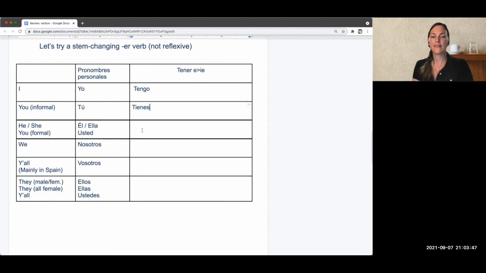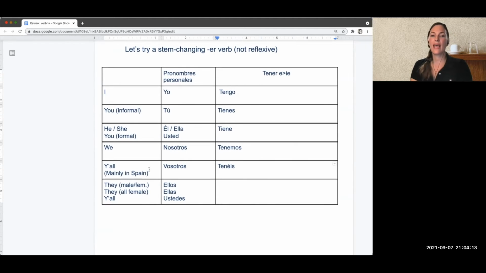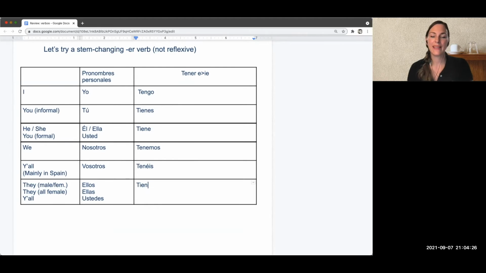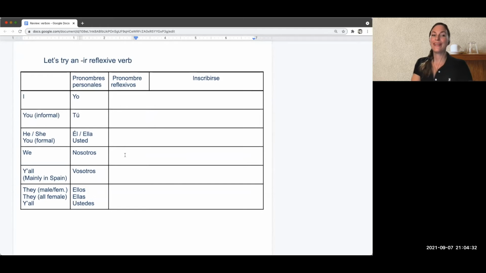Okay, so tienes, tiene, nosotros. Remember, no stem change, keep that ten, and then the ER endings, so it's hemos, tenemos, ais, and tiene, and then our ending is en, tienen. Boom, got it. All right, let's try an IR reflexive verb.